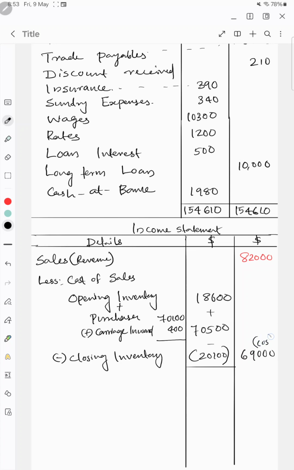So this is called as cost of the sales. This is revenue. Okay, so the equation for calculation of gross profit will be: gross profit is equal to revenue minus cost of the sales. Revenue is 82,000. So 82,000 minus 69,000 will be 13,000. 13,000 is your gross profit.